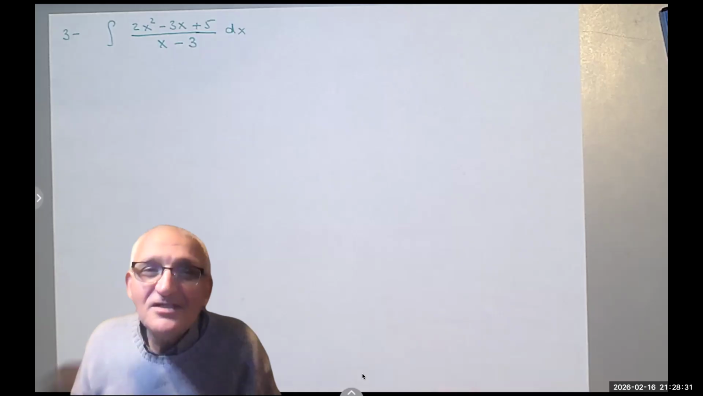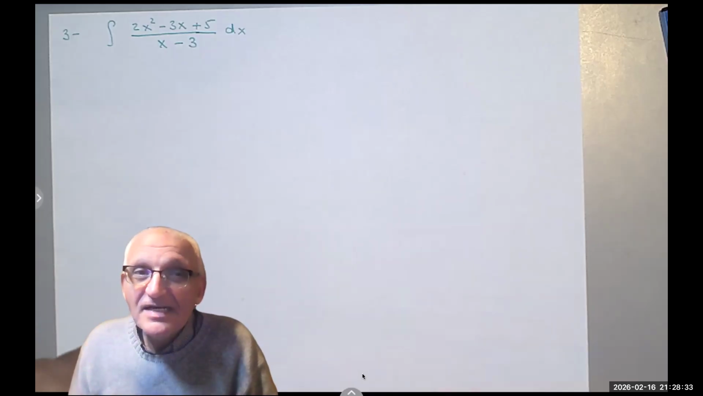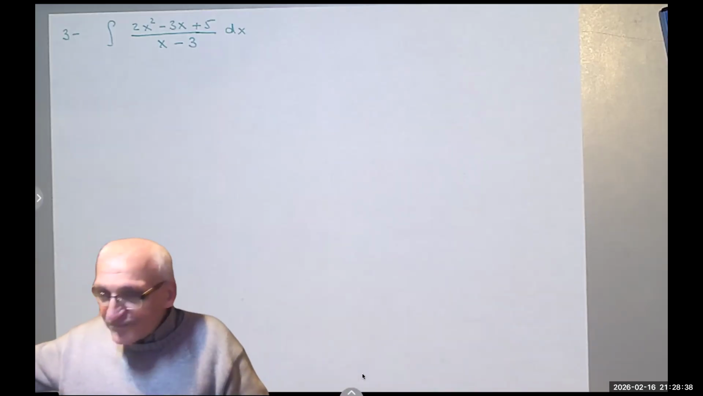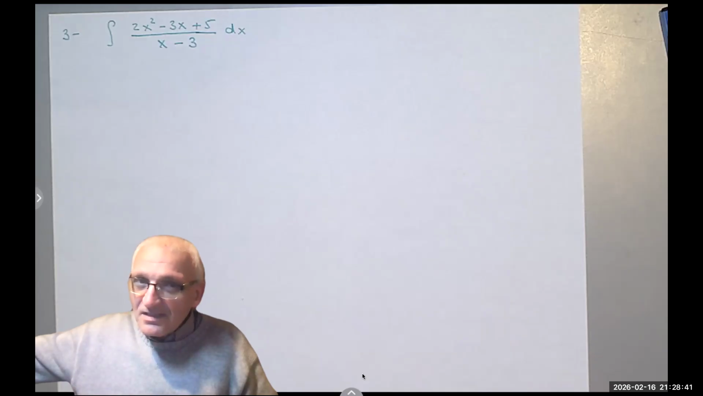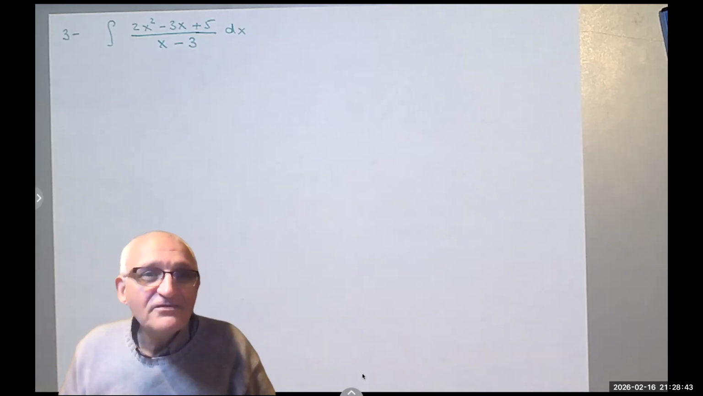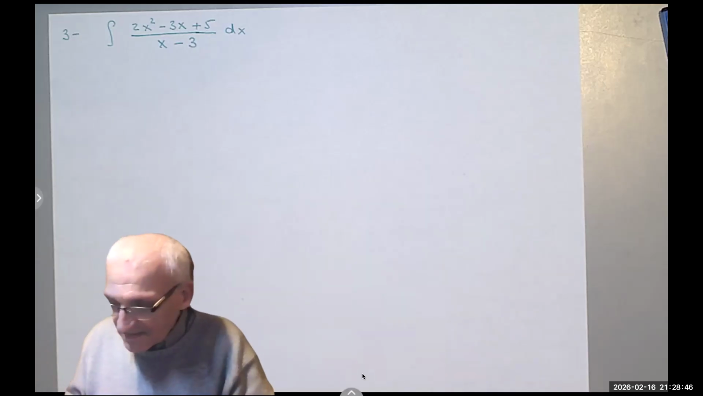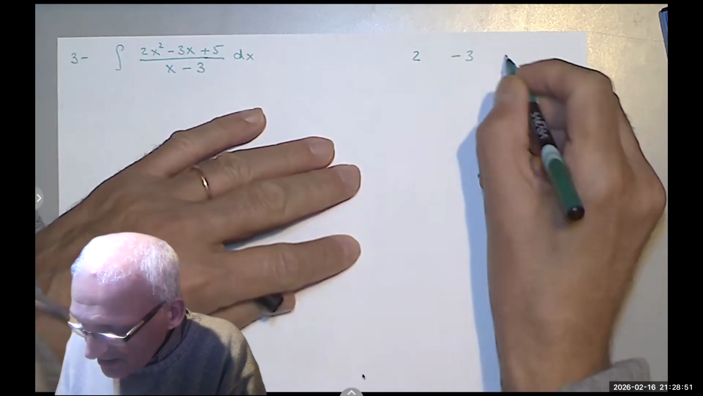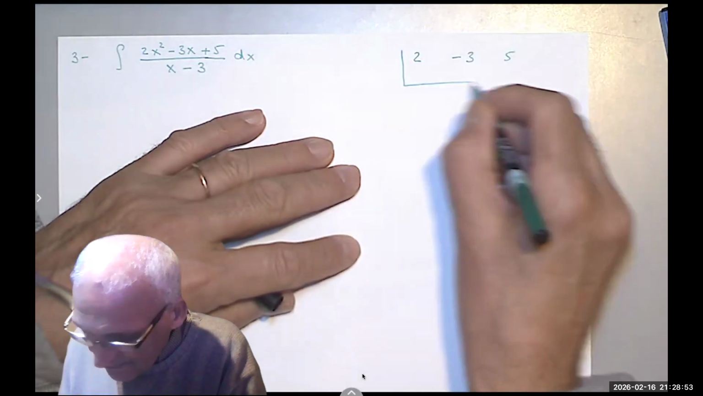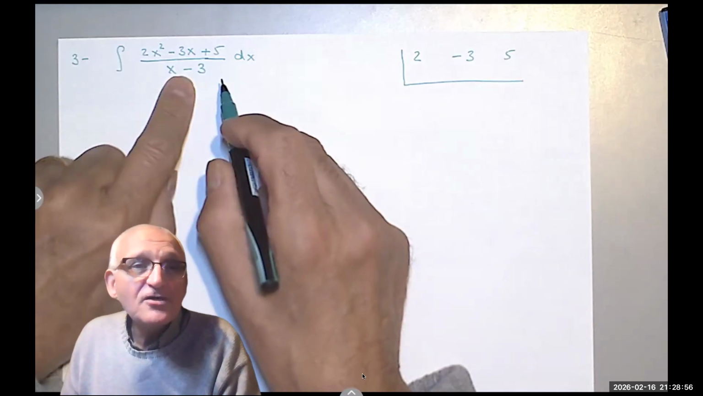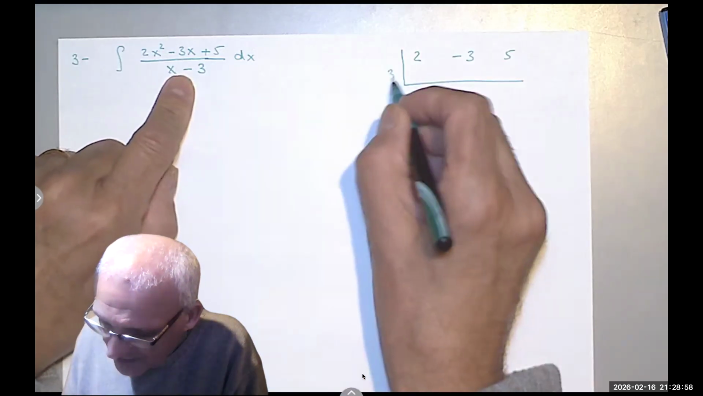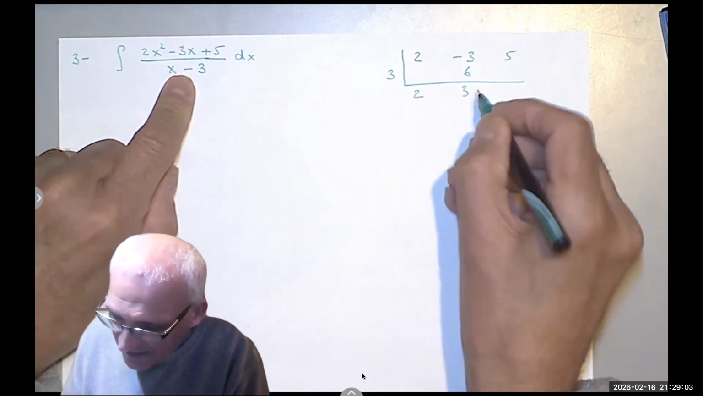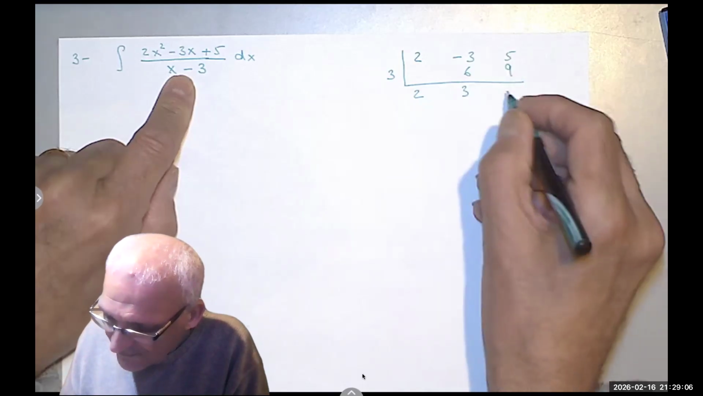Yeah, but when the denominator is linear, you can make use of something you learn in a completely different math course, which is, yes, synthetic division. It's faster. So I'm going to go on the side, 2, -3, 5. And because that's linear, the solution to the denominator is 3, so I'm going to write 3. I'm going to bring the 2 down, and 2 times 3 is 6, minus 3 is 3, times 3 is 9, plus 5 is 14.